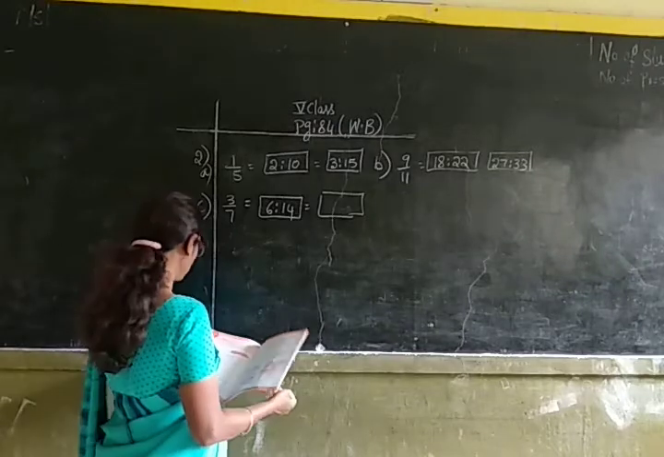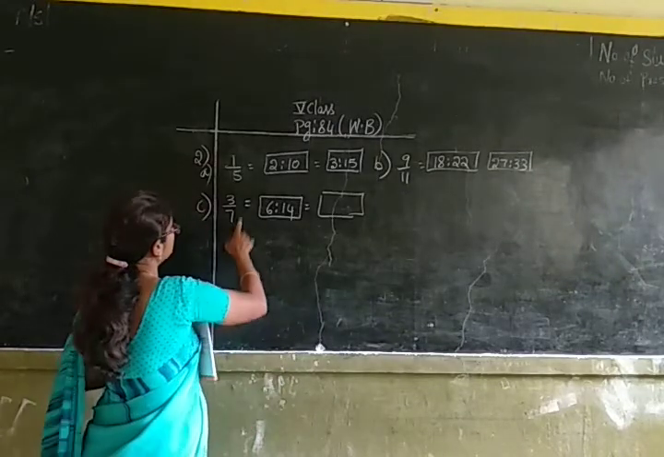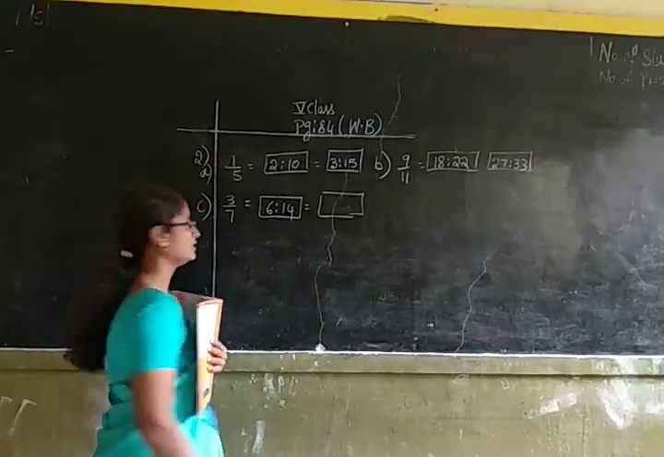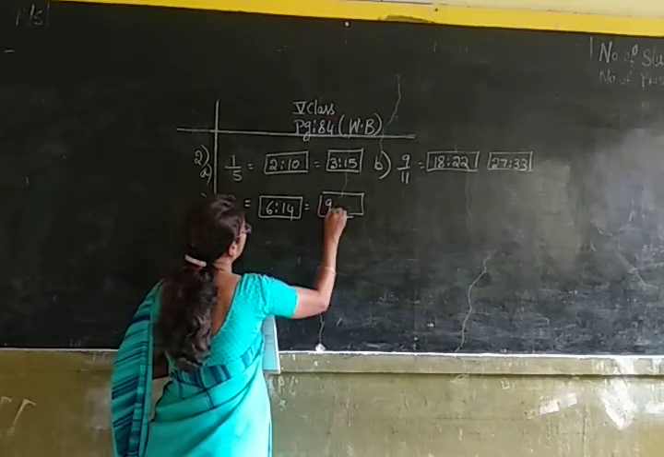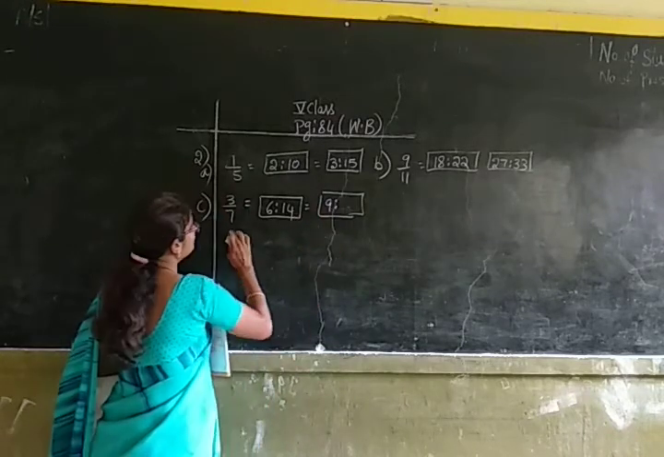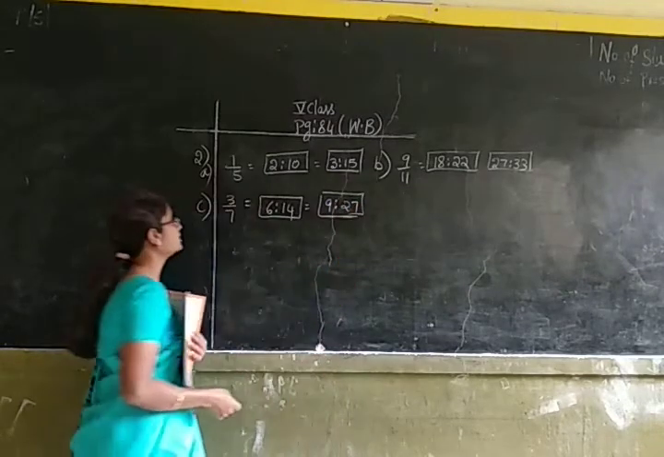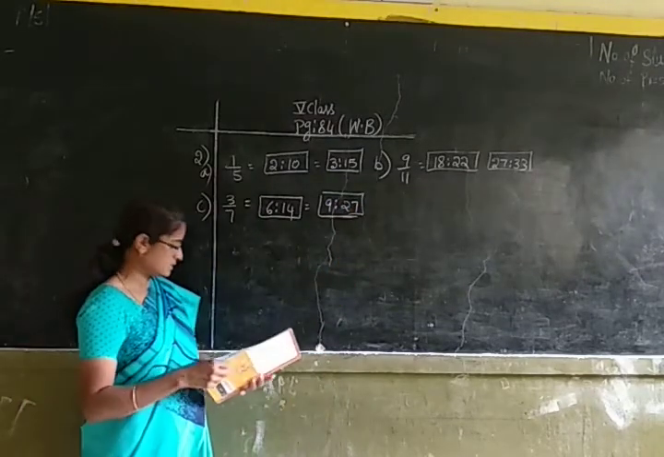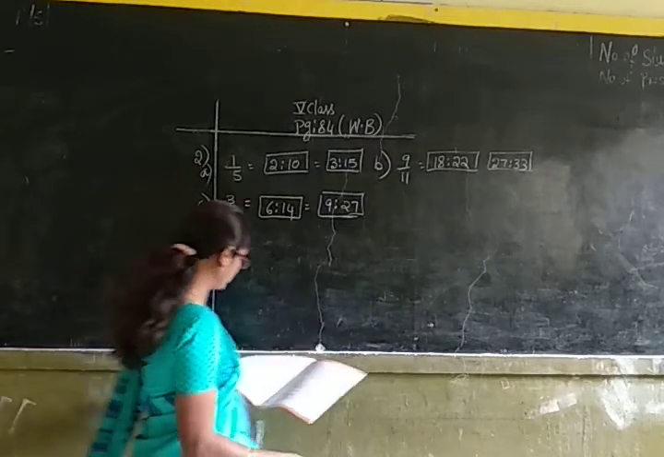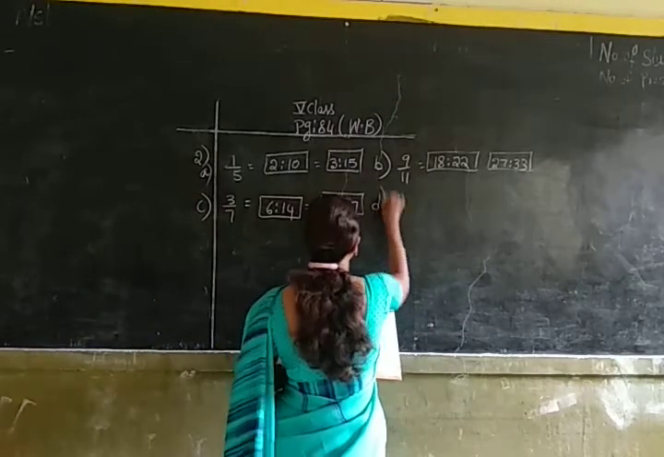Now let us write down the second equivalent ratio. For that let us multiply 3 by 7 with 3 by 3. 3 3s are 9, 7 3s are 27. So the equivalent ratios for 3 by 7 are 6 is to 14 and 9 is to 27. Now let us do the D sum.